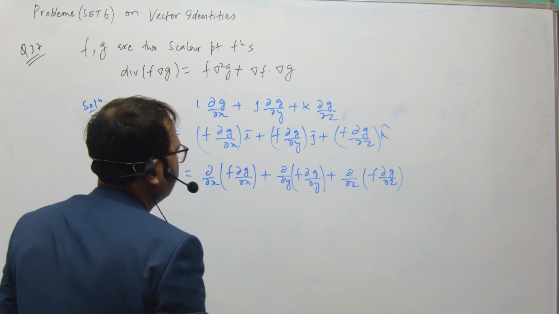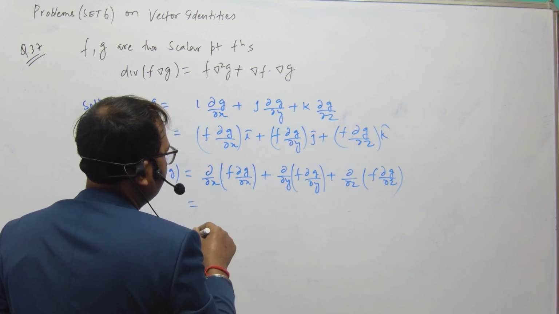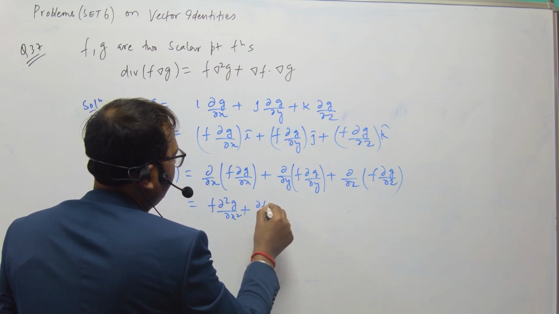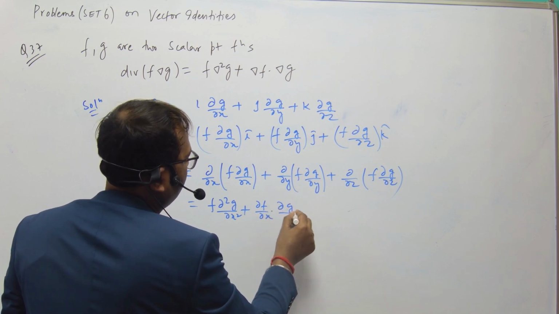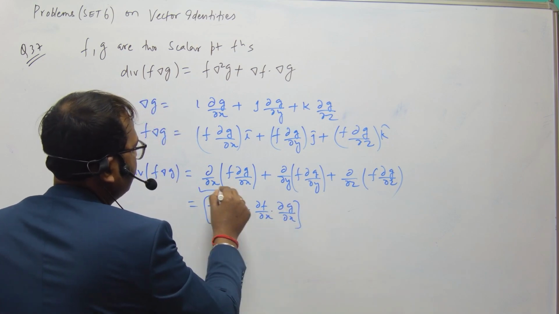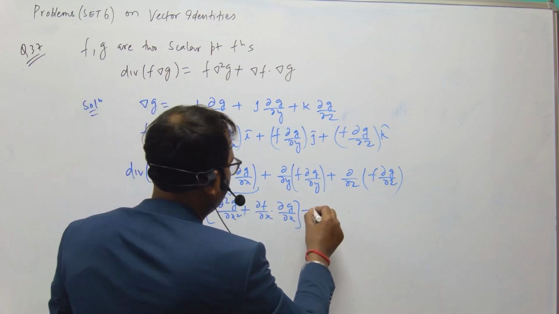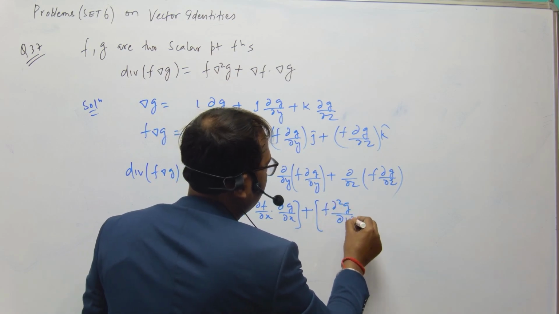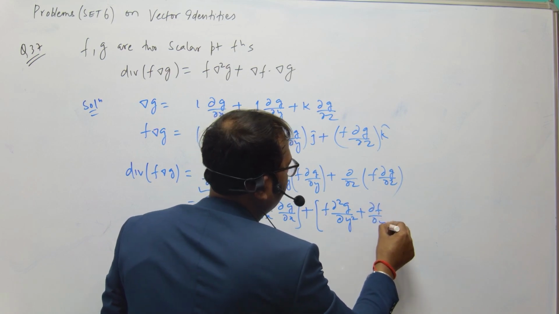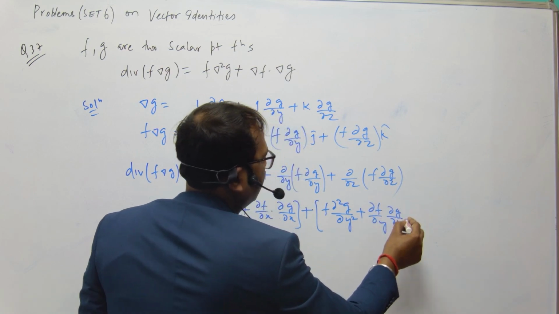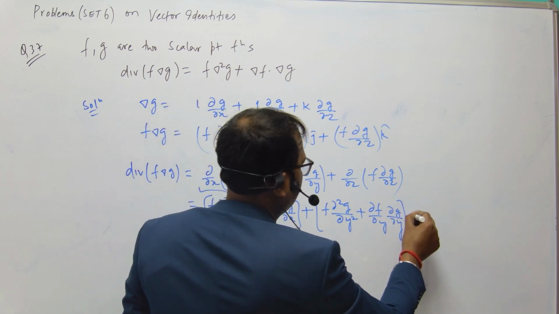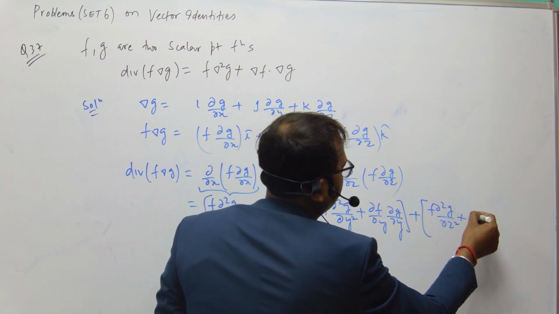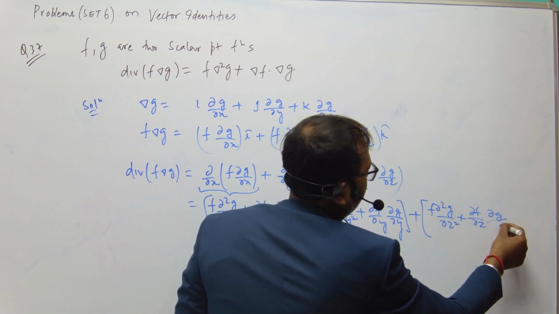Let us expand this by using differentiation by parts. The first term is f times del 2 g upon del x square plus del f upon del x times del g upon del x. Similarly, f times del 2 g upon del y square plus del f upon del y into del g upon del y, plus f times del 2 g upon del z square plus del f upon del z into del g upon del z.